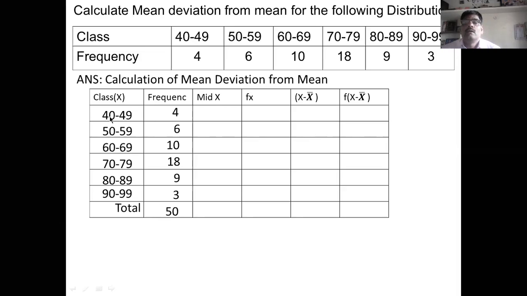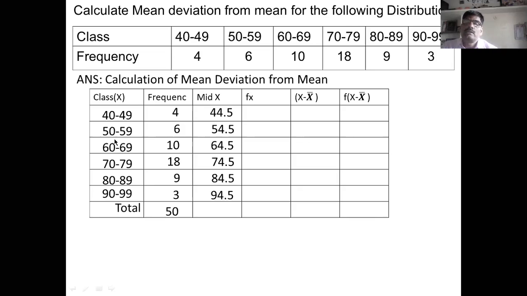Then you have to calculate the mid x. Mid x means upper limit plus lower limit divided by 2. 40 plus 49 divided by 2, 44.5. Like this you have to calculate. Mid x you calculate based on the upper limit plus lower limit divided by 2, the average. Then you calculate f(x).